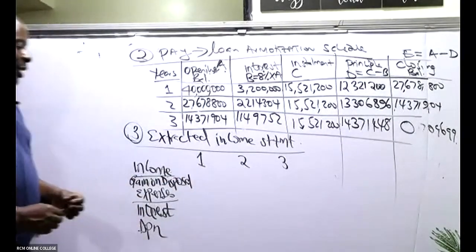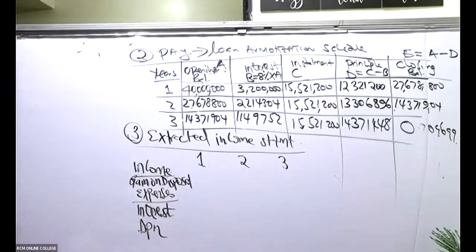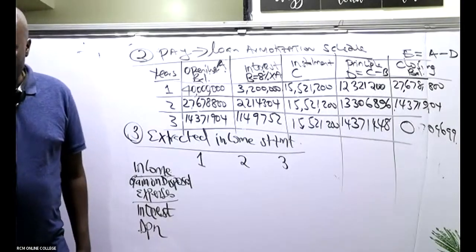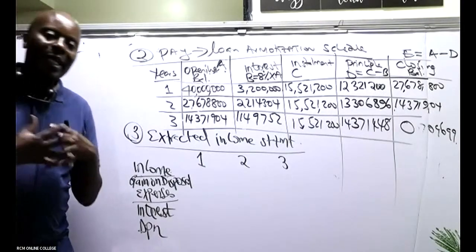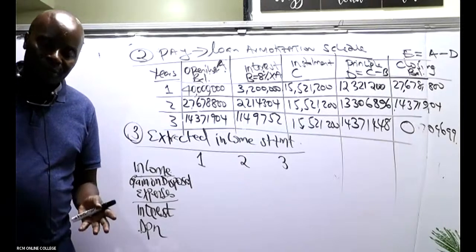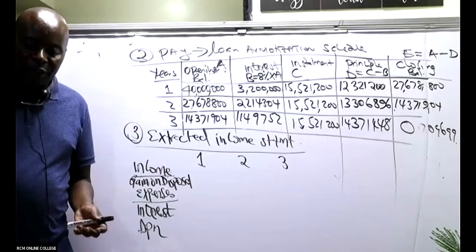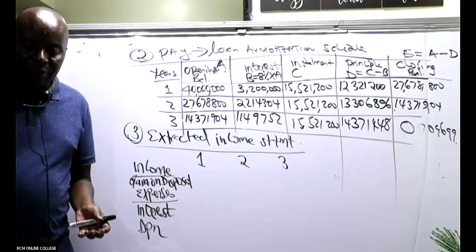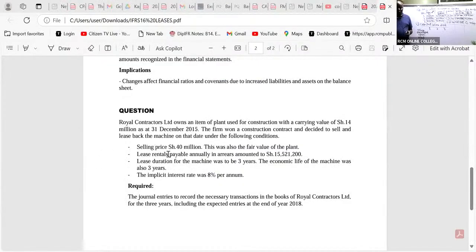Can somebody give me the gain on disposal that we shall book in year one? Remember, this asset initially was ours. We sold it. By the time we were selling it for 40 million, its net book value was 14. The carrying value was 14. So see, we made a huge profit, really. We sold it for 40 when it was worth 14 in our books.